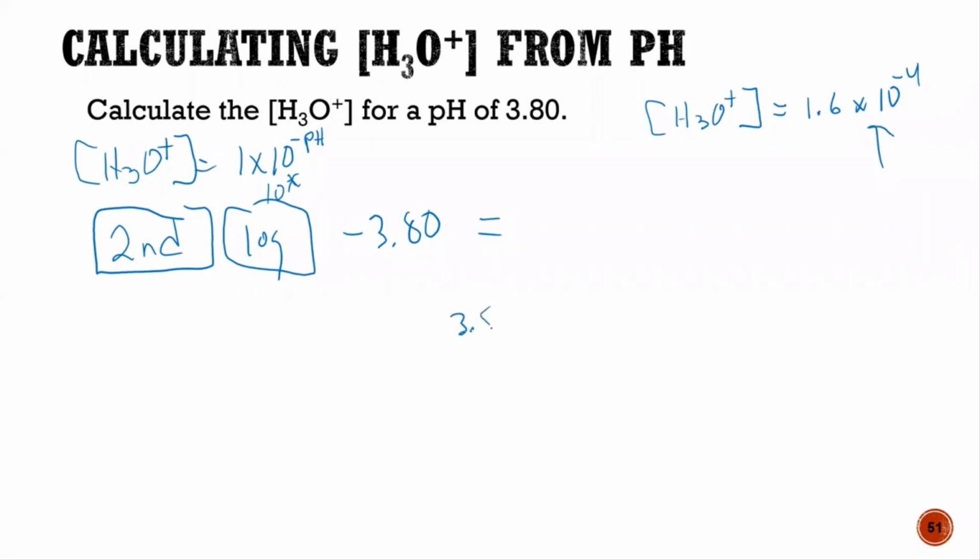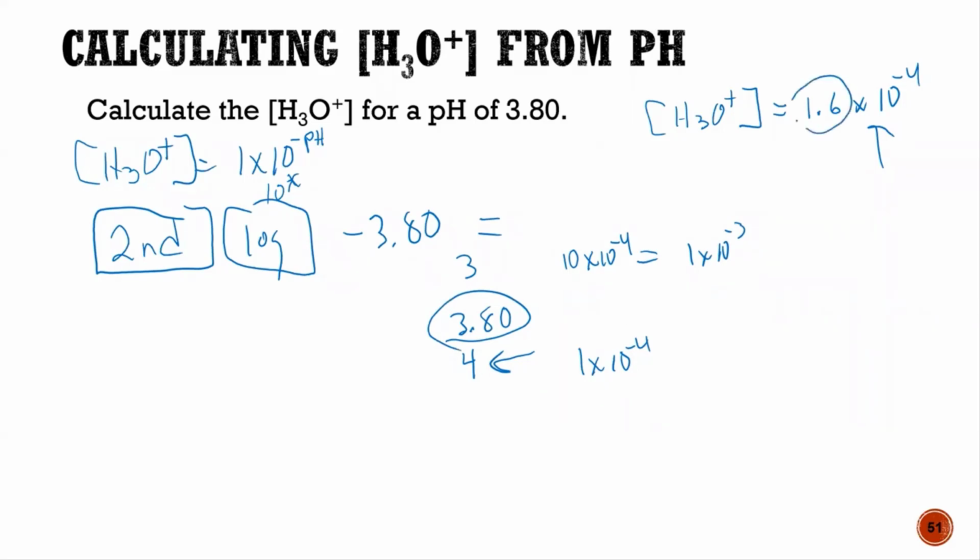Why? 3.8 is between, again, 4 and 3. It's much closer to 4. So 1 times 10 to the minus 4 would give me a pH of 4, or 10 times 10 to the minus 4, which is really equal to 1 times 10 to the minus 3, would give me a pH of 3, and 3.8 is much closer to 4 because 1.6 is much closer to 1 than it is to 10. So this totally makes sense.